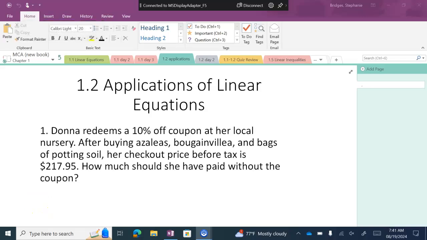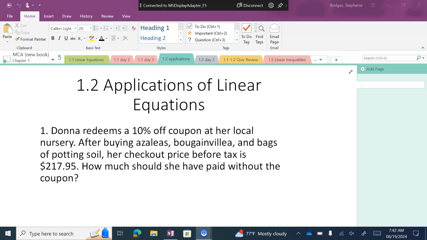So it says that Donna redeems a 10% off coupon at her local nursery. That's not for babies, that's for flowers. Okay. After buying azaleas, whatever that flower is that I don't even know how to pronounce, I'm just going to skip it because it really has no effect on what I do to solve this question. And the bags of potting soil, her checkout price before tax is $217.95. How much should she have paid without the coupon?